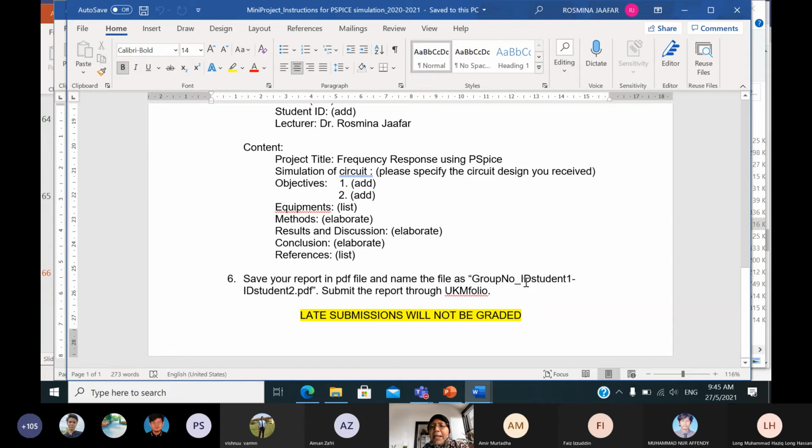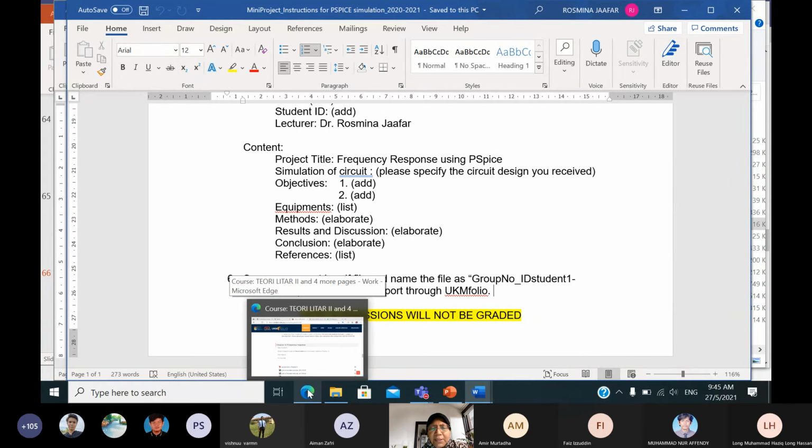Please name your report file as group number. Okay, group number, and then ID student 1 and ID student 2. So in front of the cover, you have to put the detail of student ID and name on your front cover. But the file should be always start with group number, so that I can arrange the files systematically based on group numbering. Okay, I think that's all for today. So we finish very early.